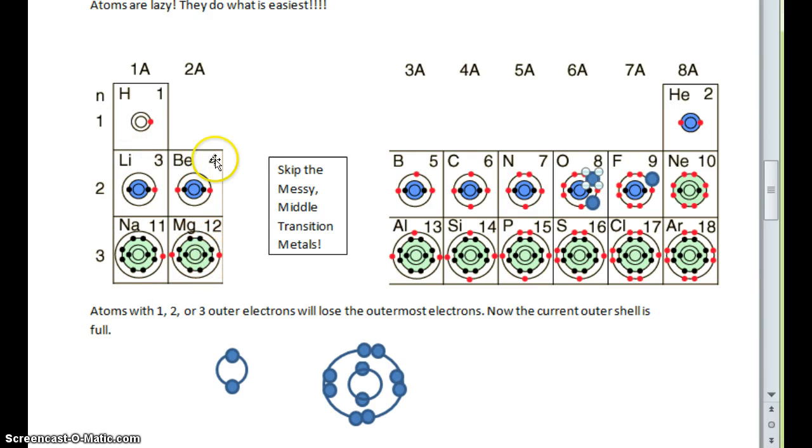All elements in group 2 get a plus 2 charge. All elements in group 3 get a plus 3 charge. But then it switches because these share and these are gaining electrons. So all of them in 5A get a minus 3 charge. Oxygen and all of its friends in group 6A get a minus 2 charge. And fluorine and all of its friends in group 7 get a minus 1 charge.